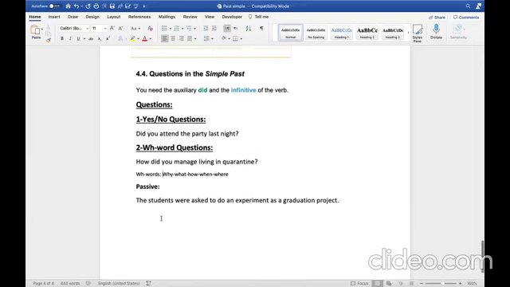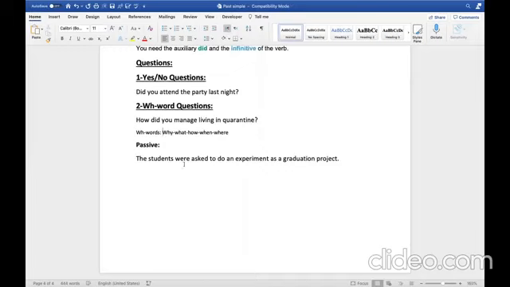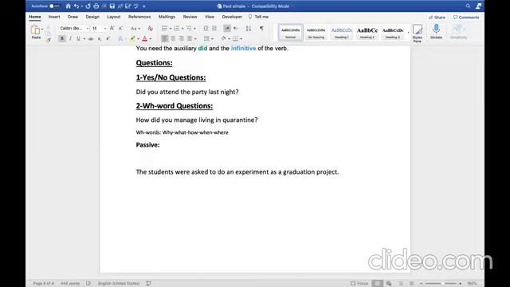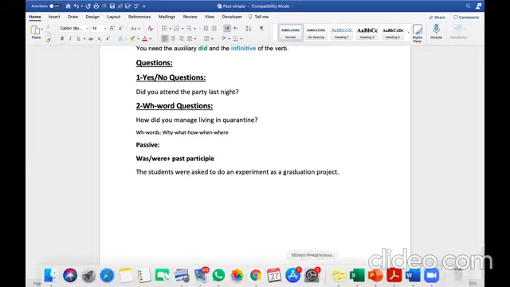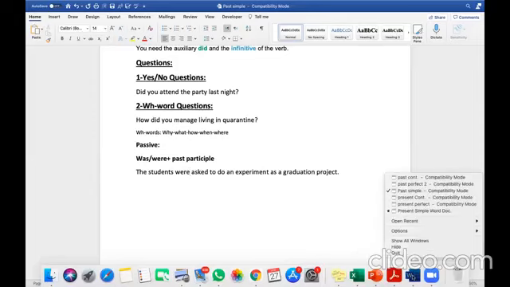And we have the passive. In the passive, we use was or were plus the verb in past participle, like the students were asked to do an experiment as a graduation project. So we use was and were plus past participle. So this is for the past simple.